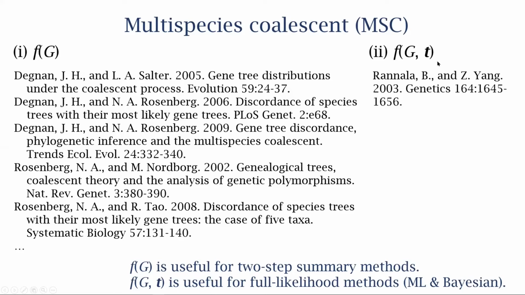This term, that's the joint density, is useful for so-called full likelihood methods. This would include maximum likelihood and Bayesian methods. Typically, these are applied to the sequence alignments directly. And you want to calculate the probability of the sequence alignments. That's called the phylogenetic likelihood. And so you need branch lengths or coalescent times. And you need the joint density of the topology and the times. So this term is useful for that. So I'm going to give you a bit of flavor of both.